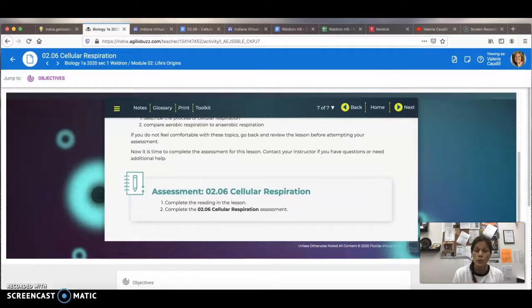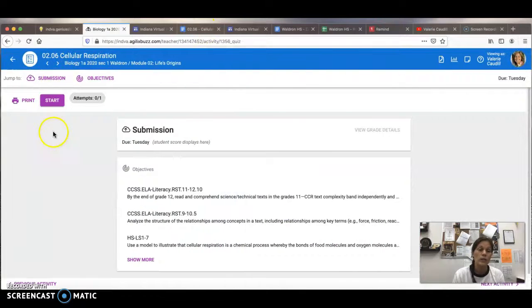Okay, so once you believe you have learned as much as you can learn and documented as much as you possibly can on that notes handout, then go ahead and go to the assignment page, click on start, and answer the 10 multiple choice questions.